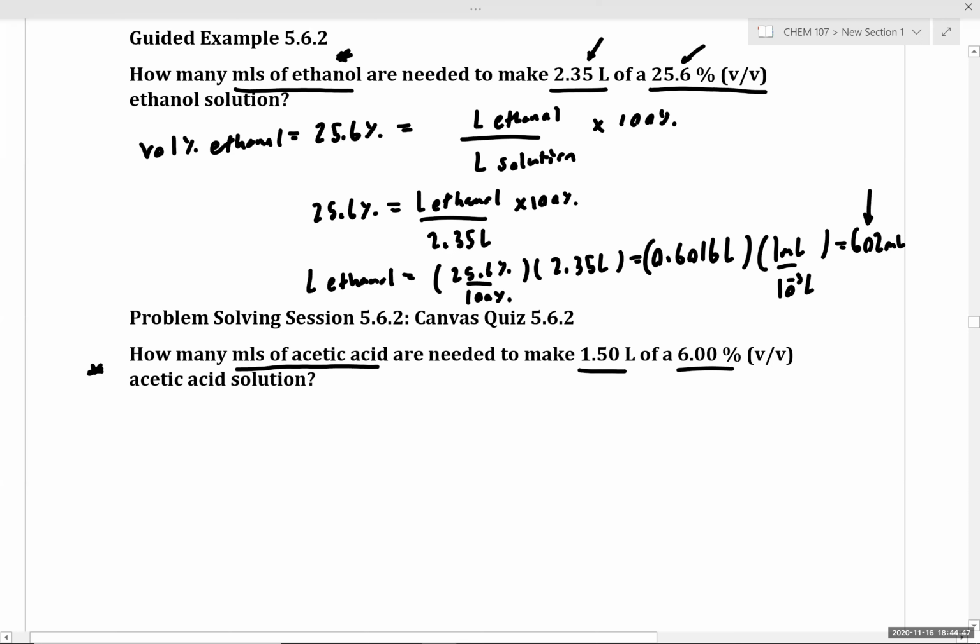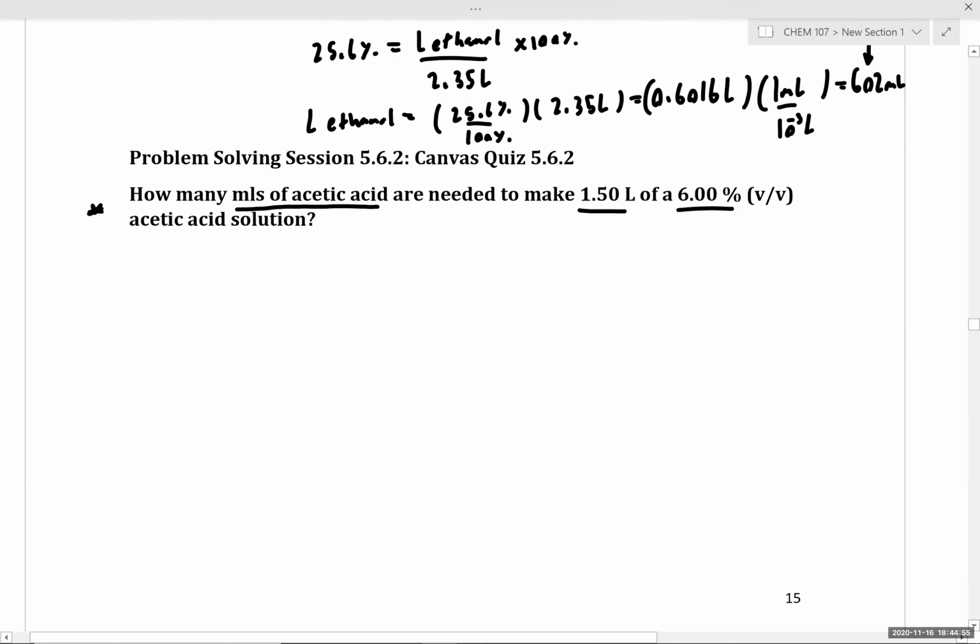Okay, so let's talk through this example. In this case, we're asked to figure out what volume of acetic acid in milliliters, keep that in mind, is needed to make 1.50 liters of a 6% volume over volume solution.